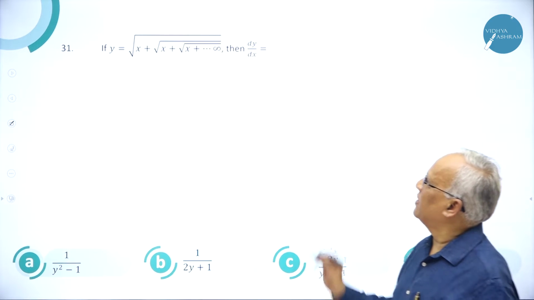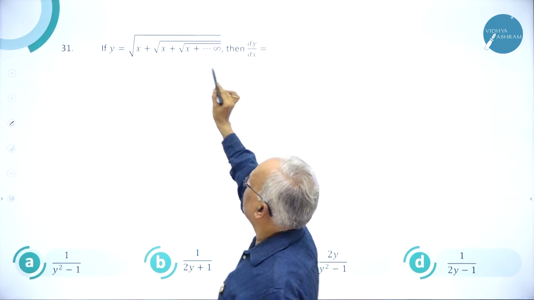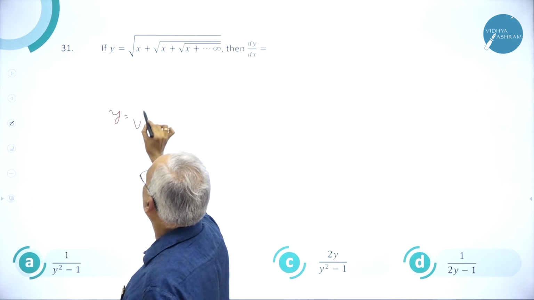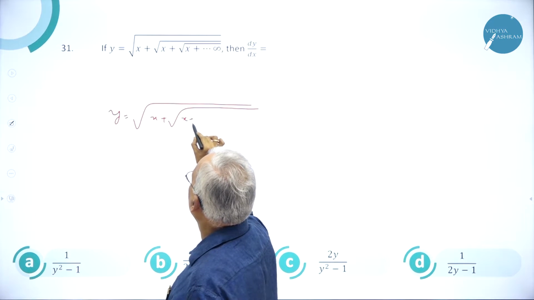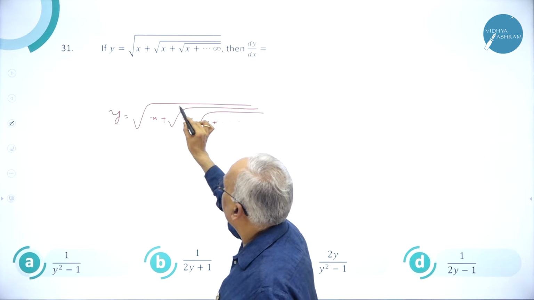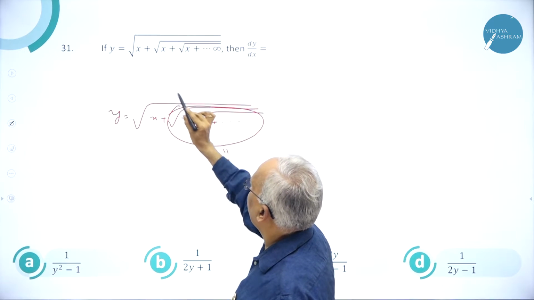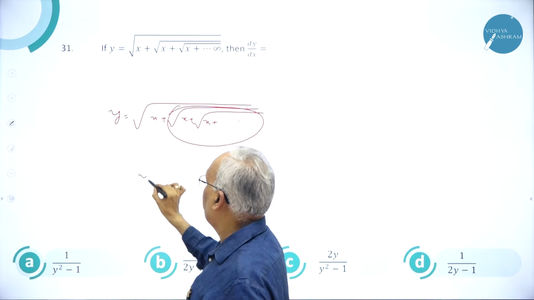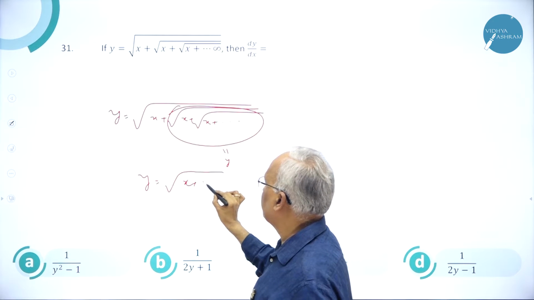Next question. This is an interesting one. See, you have x root x plus root x plus root x up to infinity. So what you do now, first step, very important one, root of x plus root of x plus root of x plus etc. I can take this whole thing as y because up to infinity means even if you remove 1, it doesn't make any difference. So y is equal to square root of x plus this whole thing can be replaced by y.